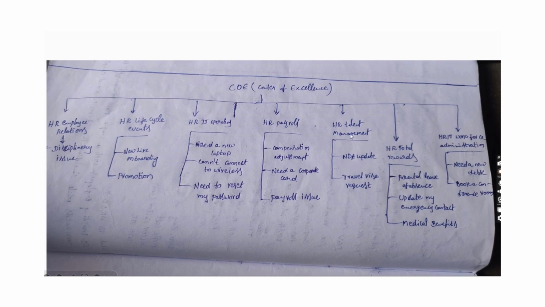And now HR talent management. What type of duties do they do in HR talent management? That is the NDA update. NDA means non-disclosure agreement update. If you have any achievements, for example, if you have done a new certification, then you should also update that particular certification in your documents.